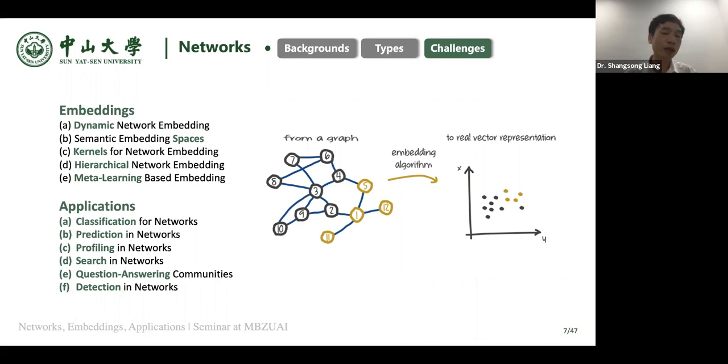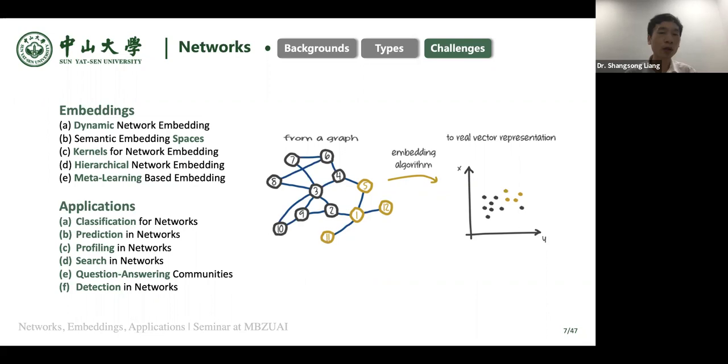Sometimes we also need to consider the data as structured as a network. Can we do some search or information retrieval tasks? Can we improve the information retrieval task by graph neural network and graph embedding algorithms? And can we detect fake news in the networks? We have a number of challenges in terms of the embedding algorithms and the applications.